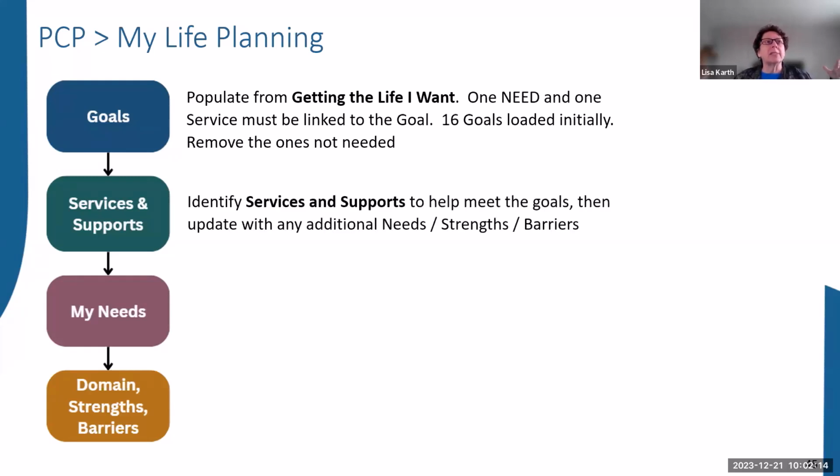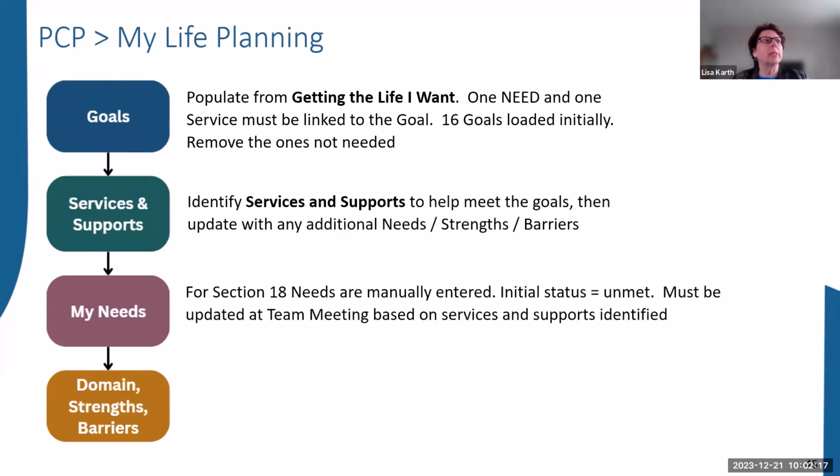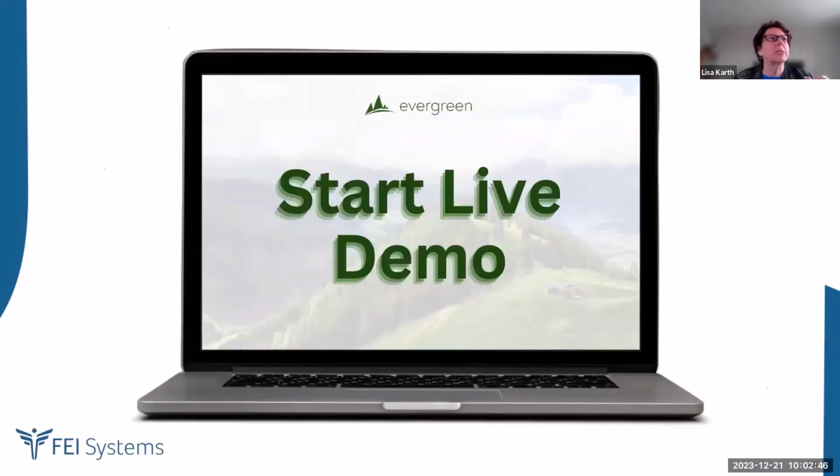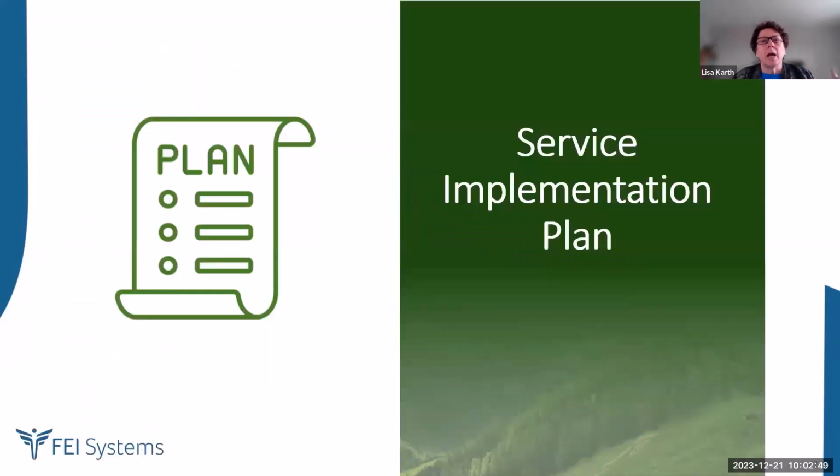We then looked at the goals. The needs, you had to manually enter the needs. And remember that the initial status was unmet. And you checked in with the needs and updated them as needed during the team meeting. And then you also manually added your domains, your strengths, and your barriers. So that section's all done. I want to move into the service implementation plan.